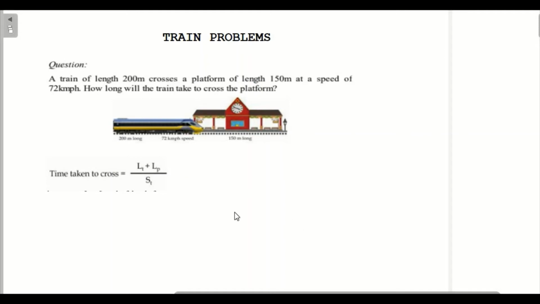Here the length of the train is 200 meters, so it is LT. The length of the platform is LP, that is 150 meters. The speed is 72. We have to convert it into meters per second. So we have given the formula.